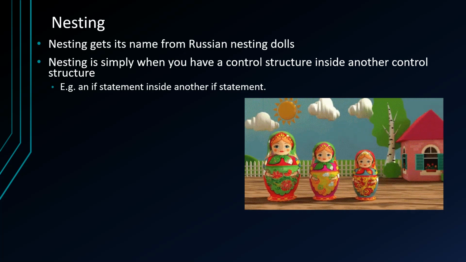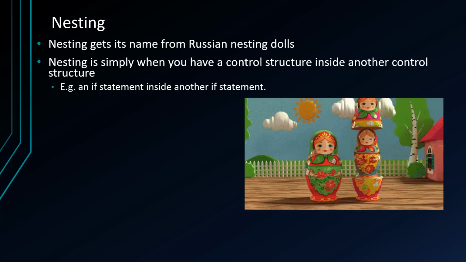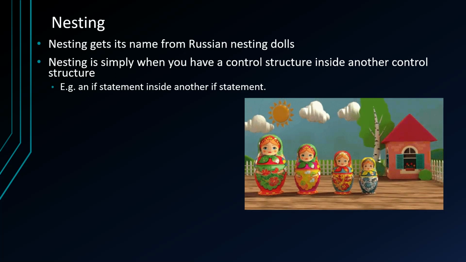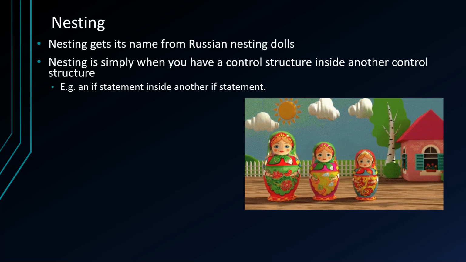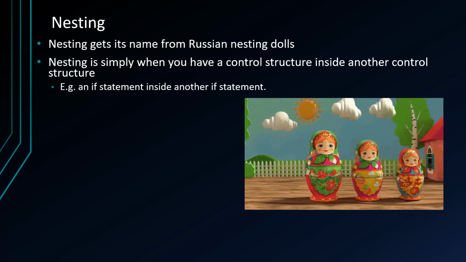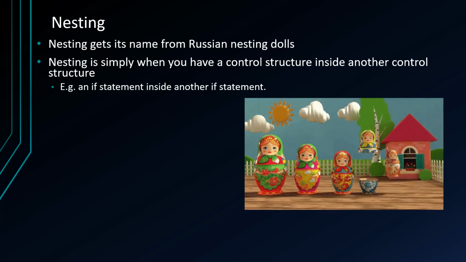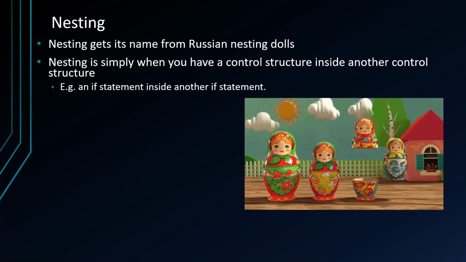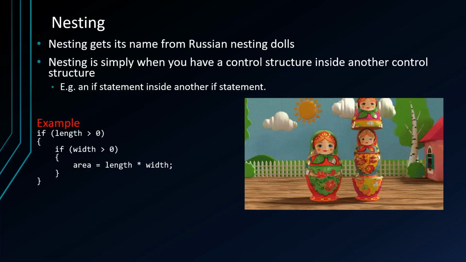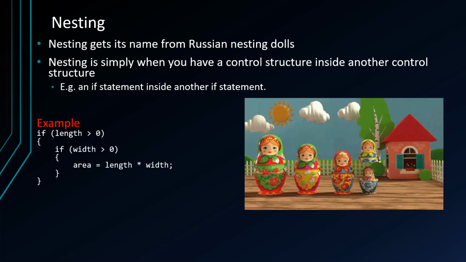Now, I specifically use the term control structure and not if statements because we're going to learn more different types of control structures later on, and we can nest those things as well. So right now, we're going to have if statements inside of if statements. Great. So how do we do this? Well, there's really nothing to it. You just do it. You just have an if statement inside of an if statement.